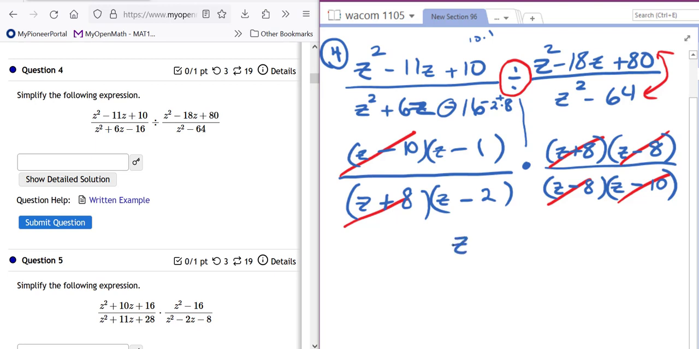So I have left a z minus 1 over a z minus 2. You have to make sure you stop there. Don't cross off the z's. If there's a sign between, the whole piece has to stay together.